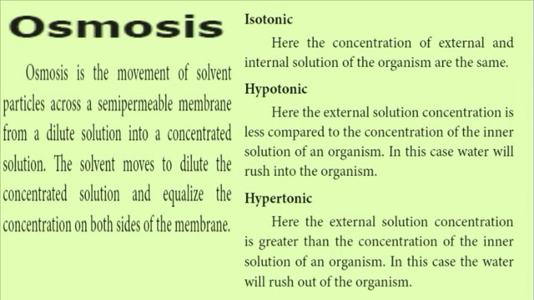There are three types of solutions in which osmosis could vary. Isotonic. Here the concentration of external and internal solution of the organism are the same. Hypotonic. Here the external solution concentration is less compared to the concentration of the inner solution of an organism. In this case, water will rush into the organism. Hypertonic. Here the external solution concentration is greater than the concentration of the inner solution of an organism. In this case, the water will rush out of the organism.